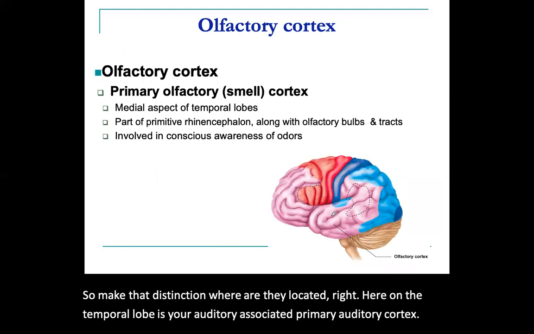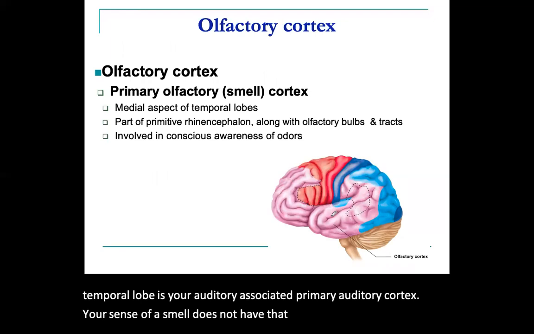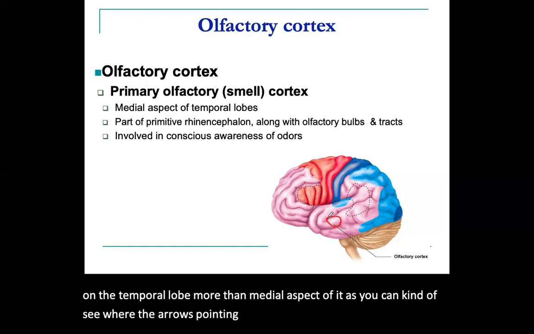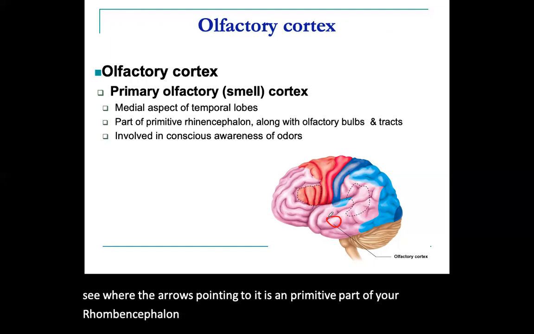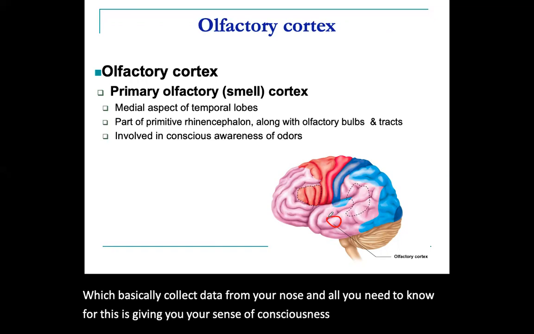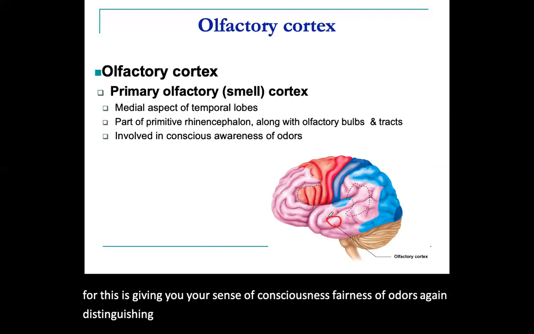Your sense of smell does not have that distinction as we described so far. Your olfactory sense, or sense of smell, is located on the temporal lobe, more the medial aspect of it, as you can see where the arrow is pointing. It is a primitive part of your rhombencephalon, which, alongside your olfactory bulb and tract, which basically collect data from your nose, all you need to know for this is that it gives you your sense, or conscious awareness, of odors. Again, distinguishing between smelling a cookie versus trash versus a rose, etc.